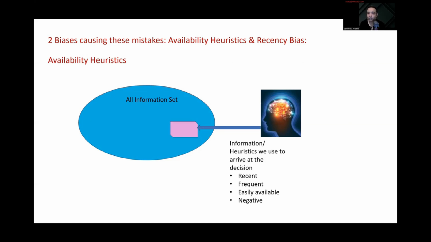The whole information set is available, but we tend to take only a certain amount of information from that set and then arrive at a decision, right? What is easily available for us, right? So that is the idea.